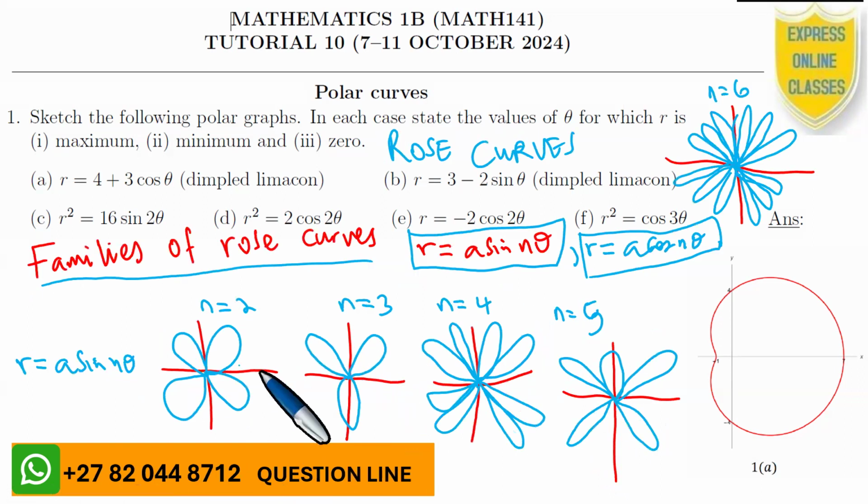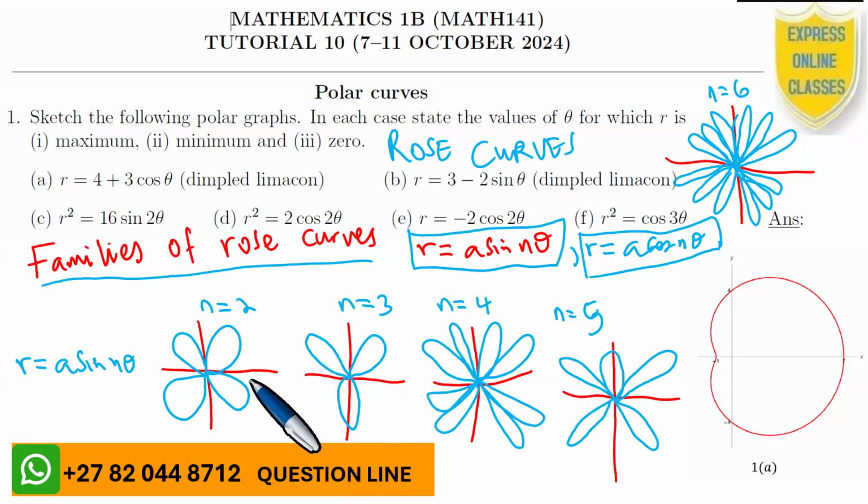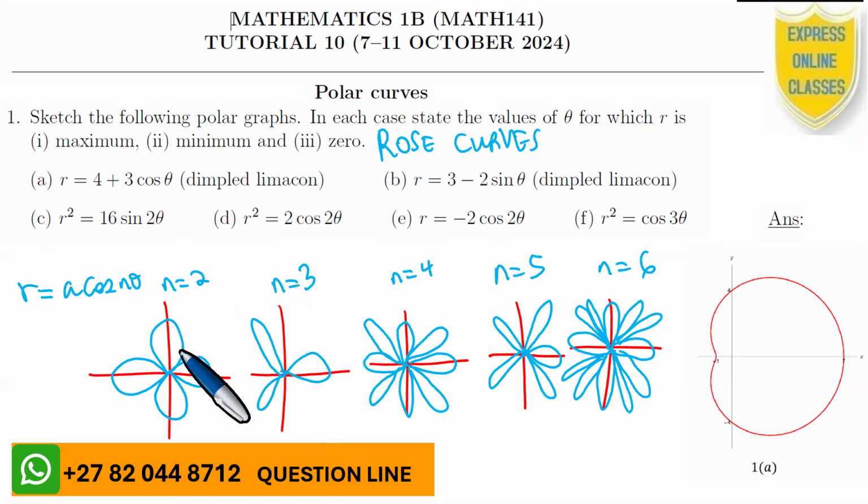for n equals 2 for the sine, you can see that these roses are like in the middle of the quadrants. Like this is a quadrant, then the rose is in the middle. It's in the middle, it's in the middle. But for the cosine, for n equals 2, you have 4 roses. But for the sine, it's in the middle of the quadrant. But for the cosine for n equals 2, it is on the axis, like it's on the y-axis, it's on the x-axis, etc.